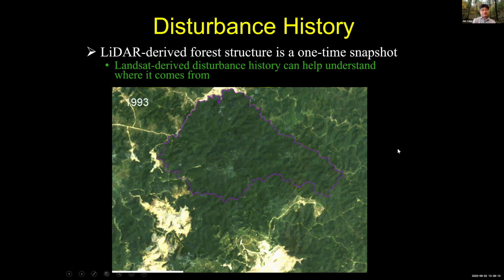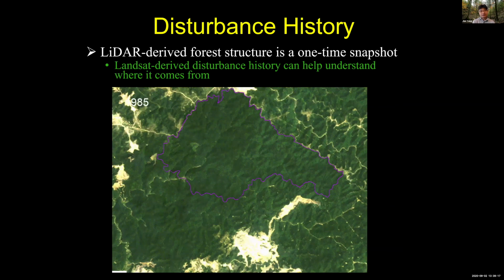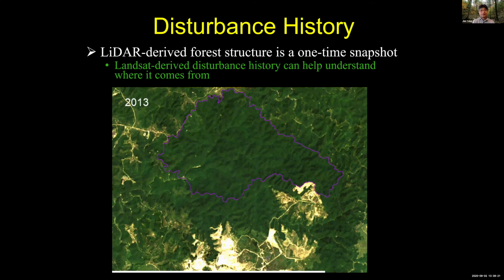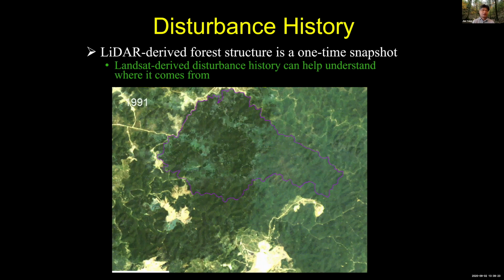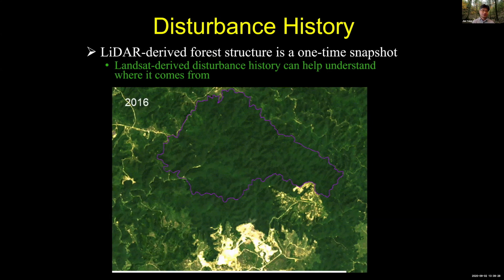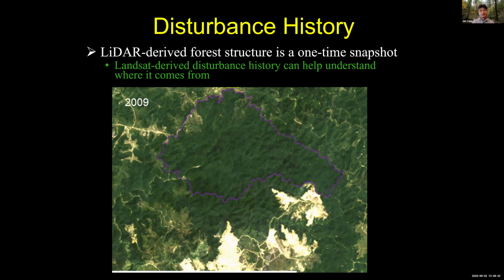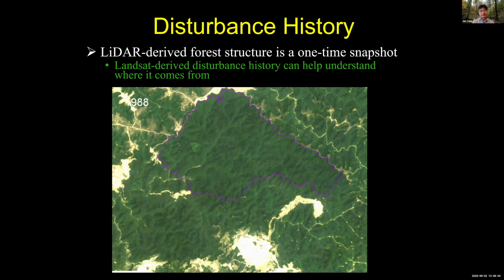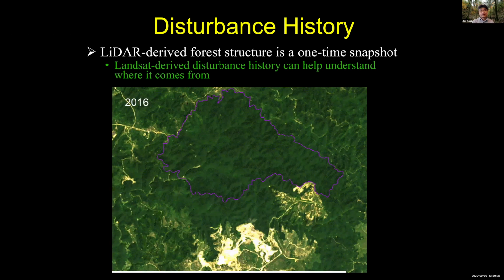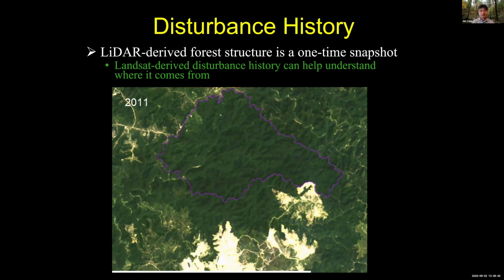The LIDAR-derived forest structure is just a one-time snapshot, but we can couple that with Landsat-derived disturbance history to help us better understand where those forest structures come from. So my point being that using those new geospatial technologies, we can really help us to understand A, the cumulative impact of disturbance, and B, the interaction of those compound disturbances.